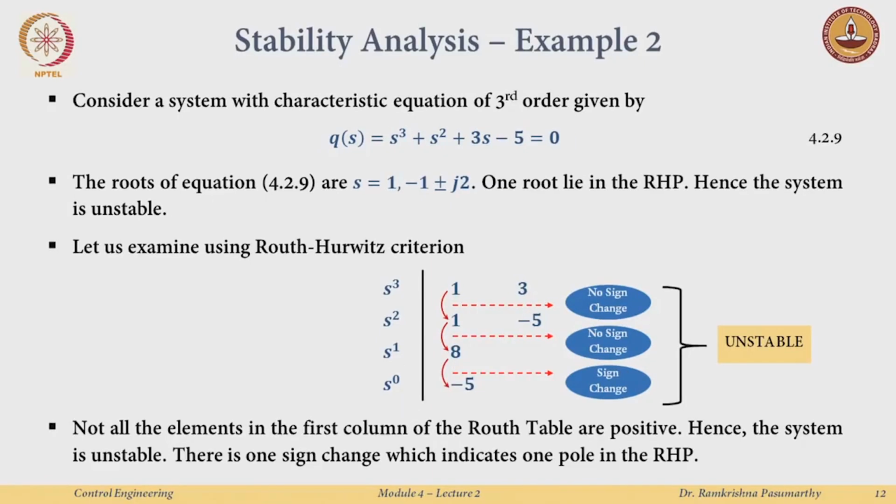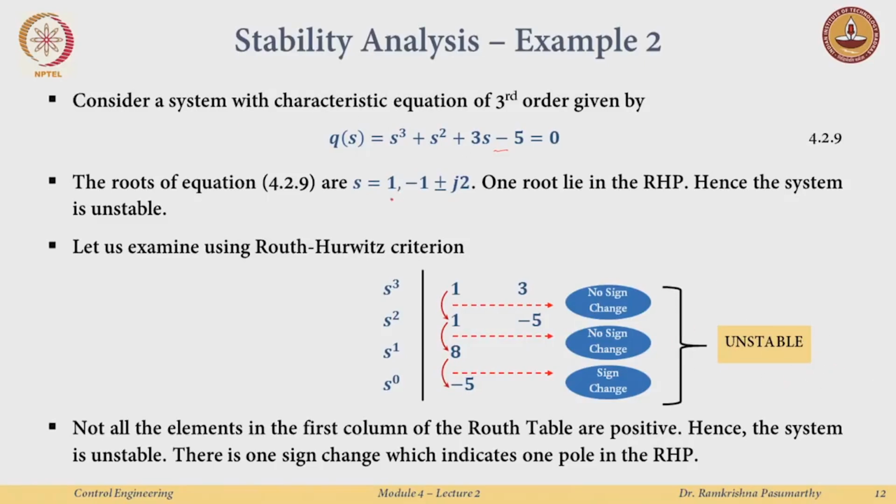Now, in the case of an unstable system, say you have s cube plus s square plus 3s minus 5. This again by inspection is unstable. Now let us verify what the Routh array tells you. I do s cube is 1 and 3, then s square I have 1 and minus 5, then I do all the computation and I find a sign change here, from 8 to minus 5, and therefore the system is unstable.